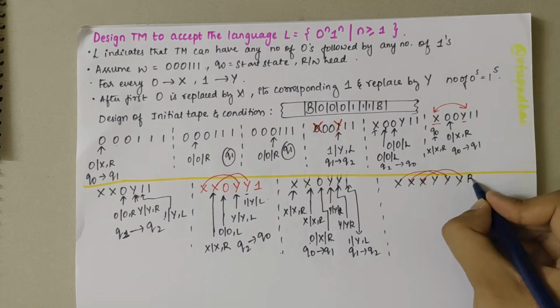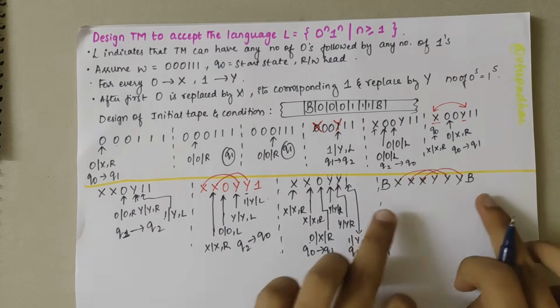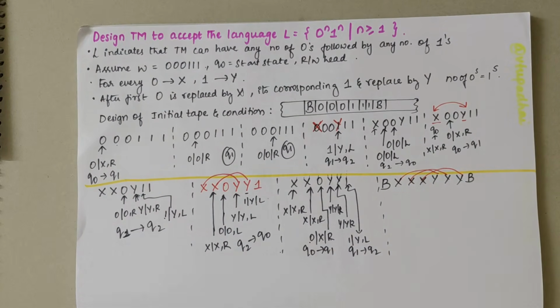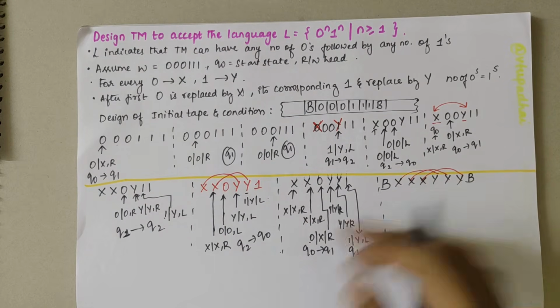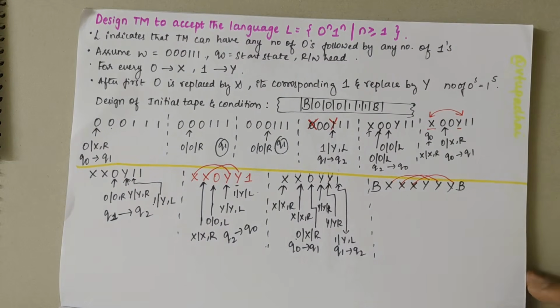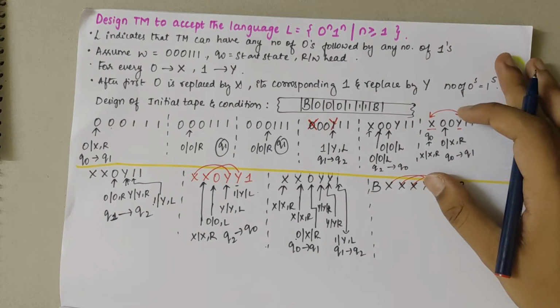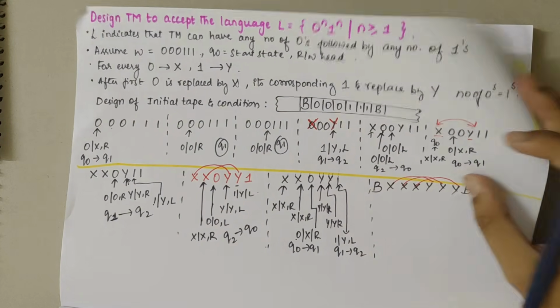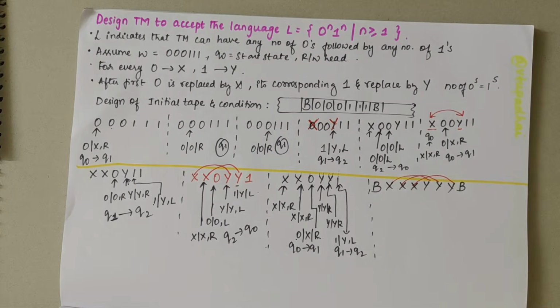Here let me write blank and blank. So whenever you encounter blank, it says that the entire string has been read. So for this string I have to draw the transition diagram now. So let me draw the transition diagram for this.